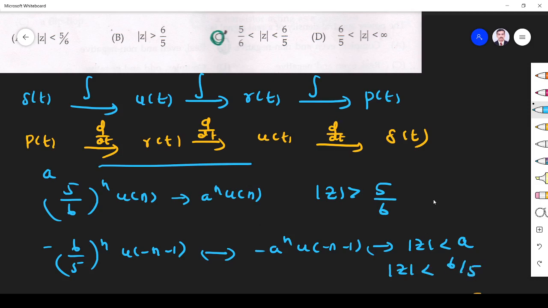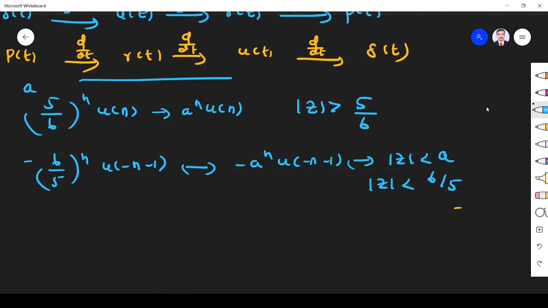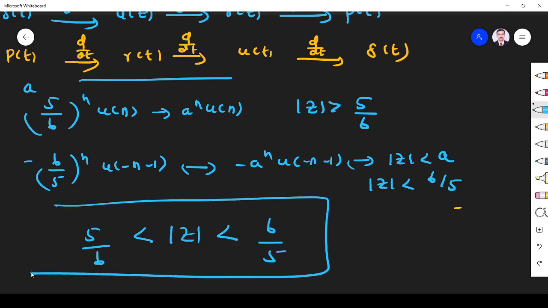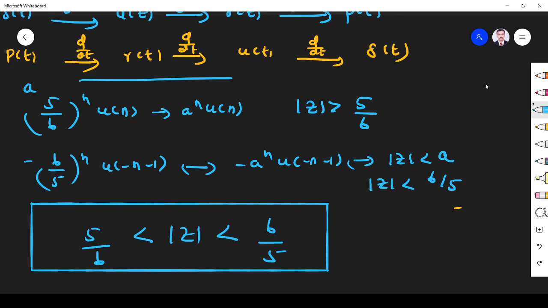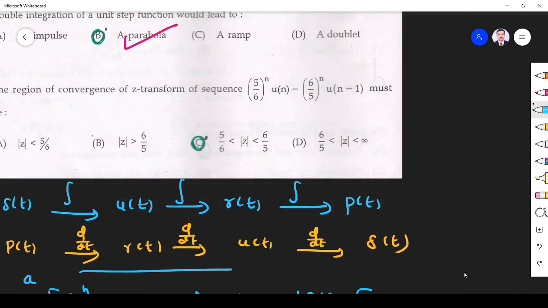So one sequence converges for mod z greater than 5/6, and another sequence converges for mod z less than 6/5. So the total sequence will converge when z varies from 5/6 to 6/5. So the option is 5/6 to 6/5.